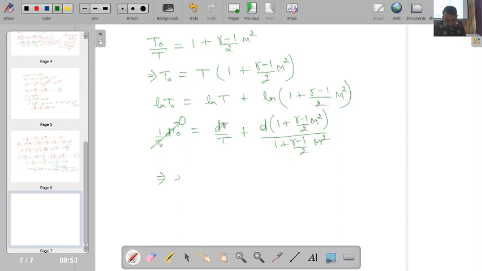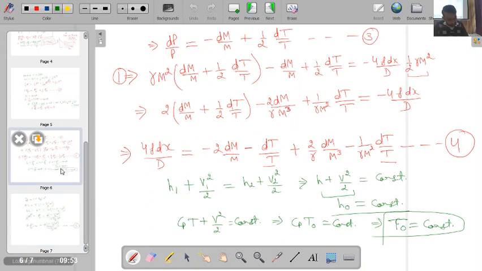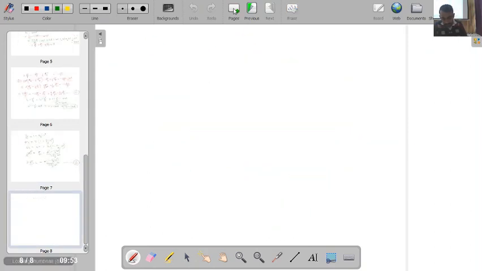So from here I will get dT by T equal to minus of d(1 + (gamma minus 1)/2 M square) divided by 1 + (gamma minus 1)/2 M square. Say this is my equation number 5. Okay, let me now substitute equation 5 into equation number 4.